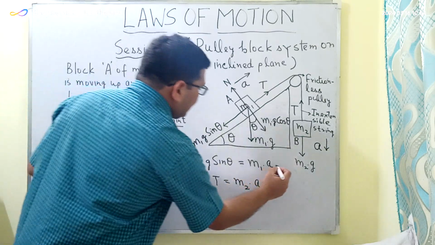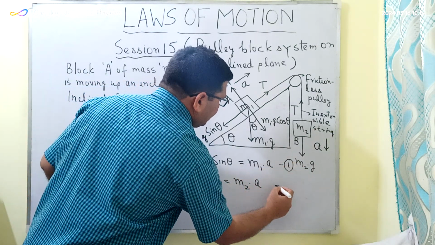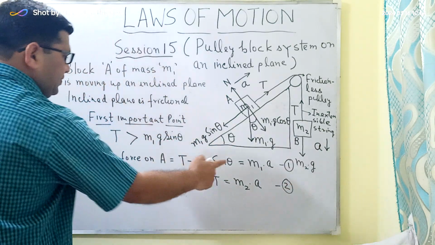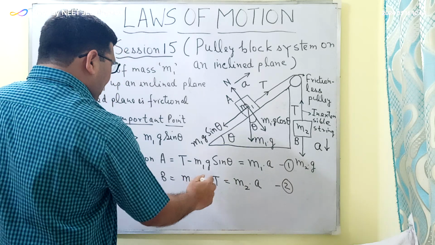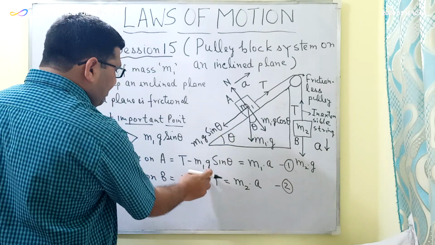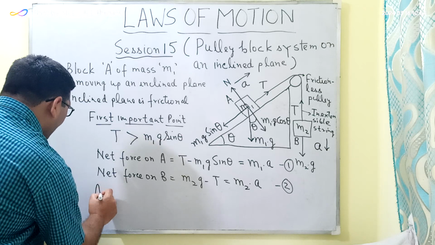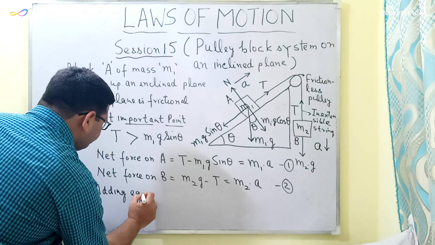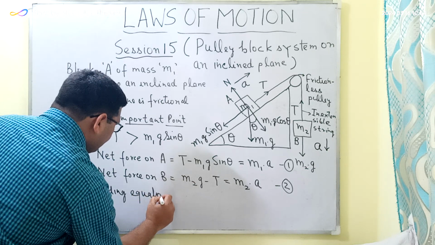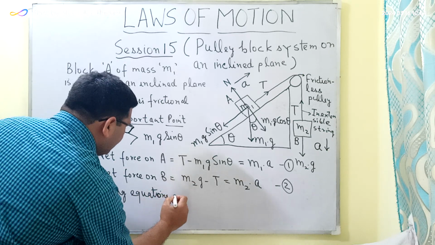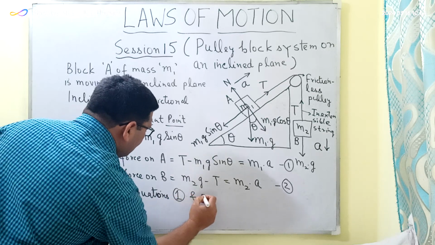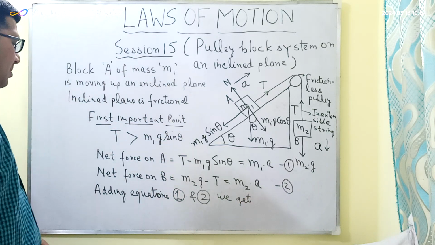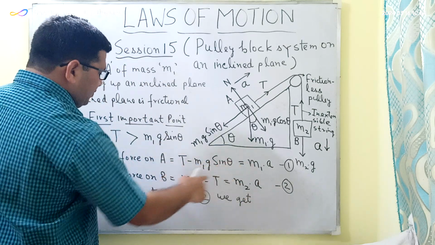So I have got these two equations. Let us say this is equation number 1 and this is equation number 2. So from these two equations, what I will be doing is simply adding equations 1 and 2. If I add both these two equations, what will happen?